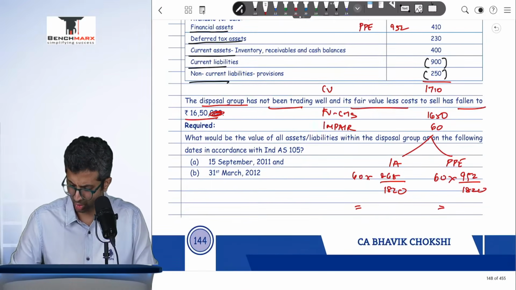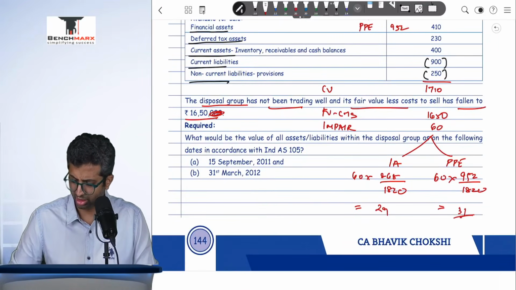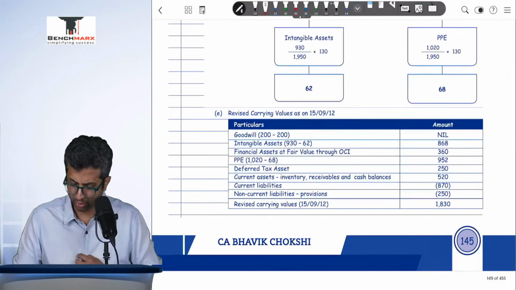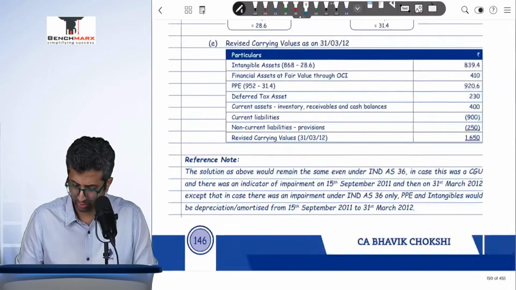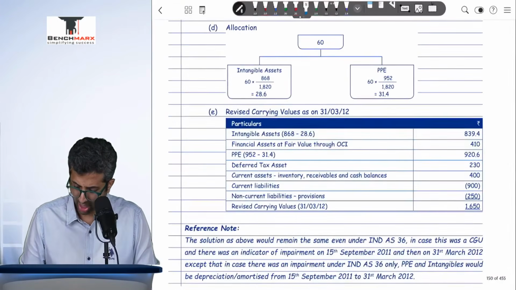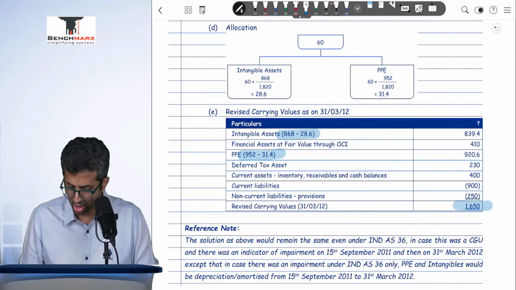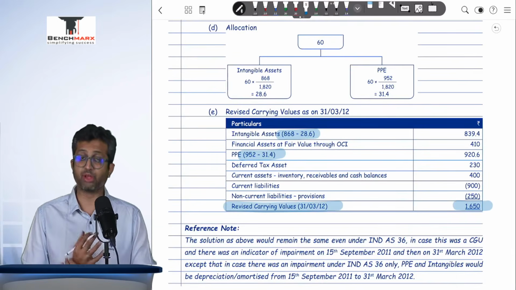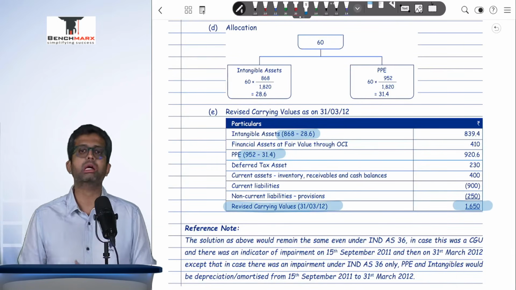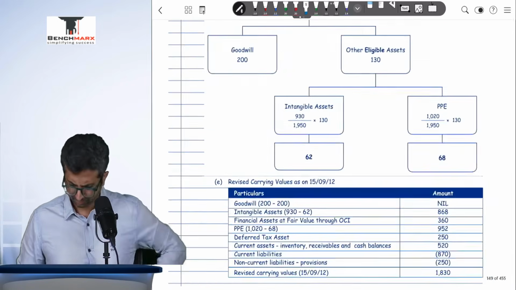This is around 29 and around 31. So if you look at the final values over here, you will have minus 29 minus approximately 31, and that's about it. You will end up to 1650, which is the revised carrying value. There will be no impairment during those 3 months.